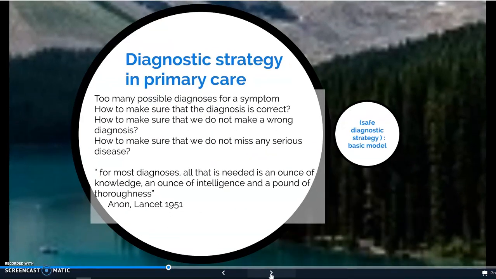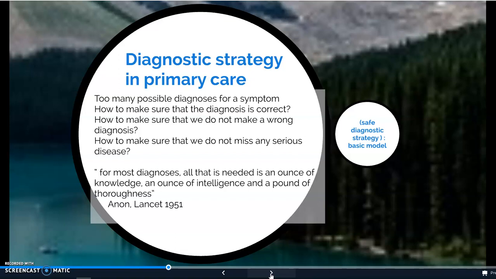So, if you notice, the diagnostic problem in primary care is that there are too many possible diagnoses for a symptom. And with this, how can you make sure that the diagnosis is correct? How to make sure that we do not make a wrong diagnosis? And how to make sure that we do not miss any serious disease?